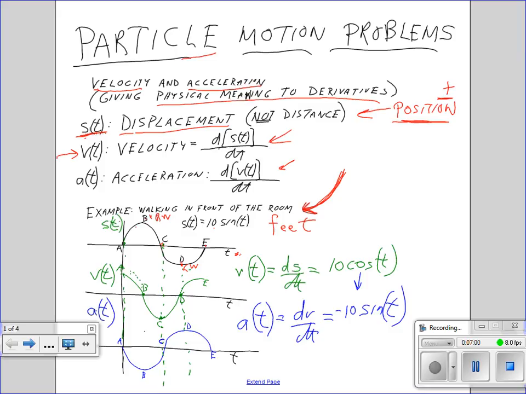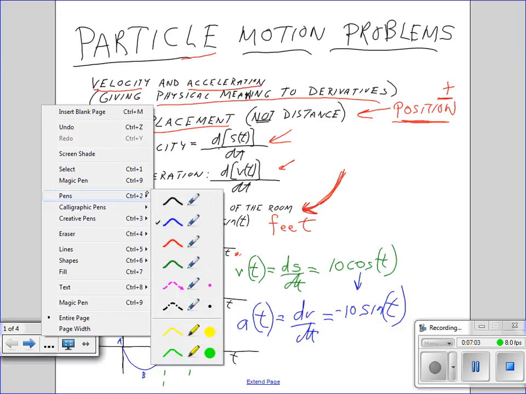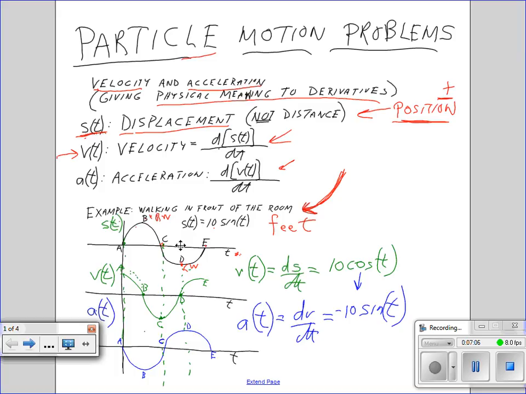Let's put the units back on these things, because I think sometimes units will help you. Notice S of t is in feet, right? So I've got feet in the numerator, and time in the denominator. So my velocity is in feet per second, a measure of velocity. Now look here. I've got velocity in the numerator and time in the denominator. So what's my units on acceleration? Well, it's feet per second.